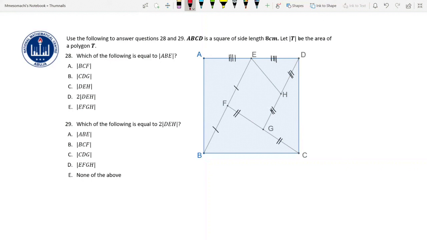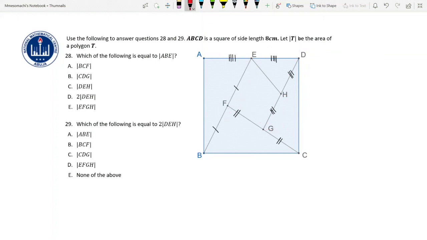So this is quite interesting. Let's start. What's the first area we can find? Before we move on, these equal strokes imply that these line segments are equal. So we have AE is equal to ED, EF is equal to FB, FG is equal to GC, and GH is equal to HD. Let me just erase that.